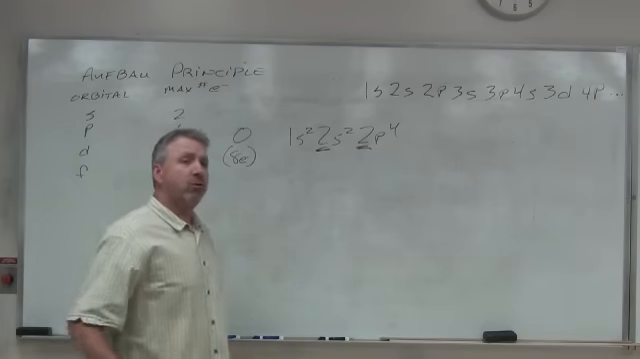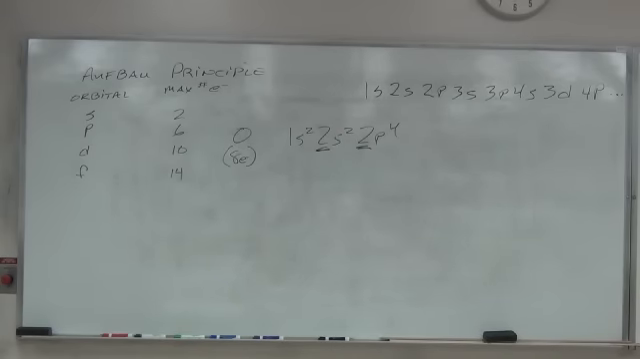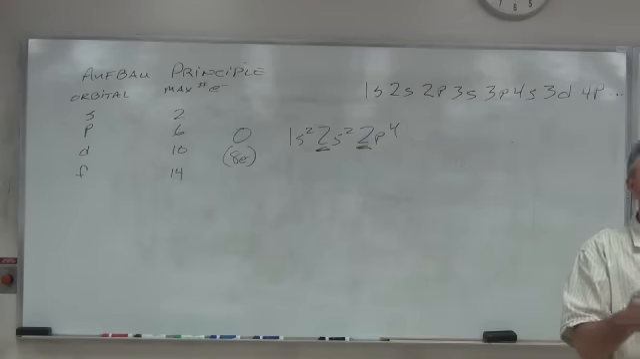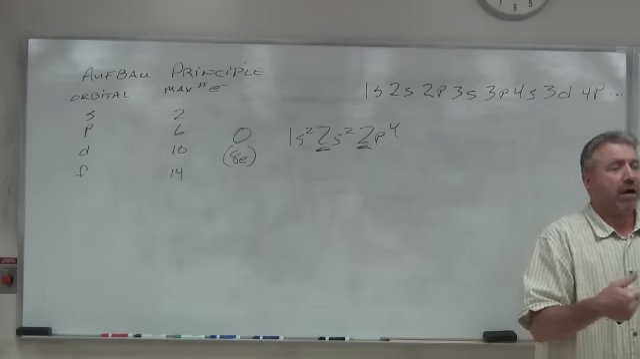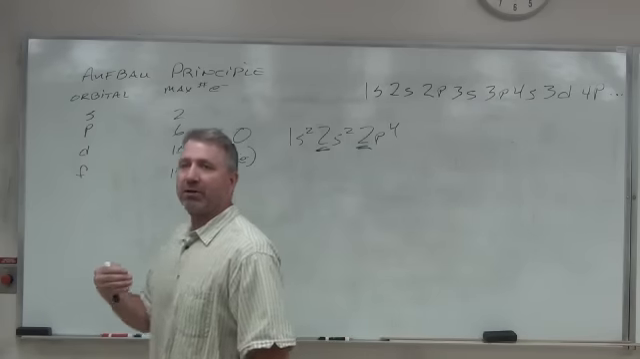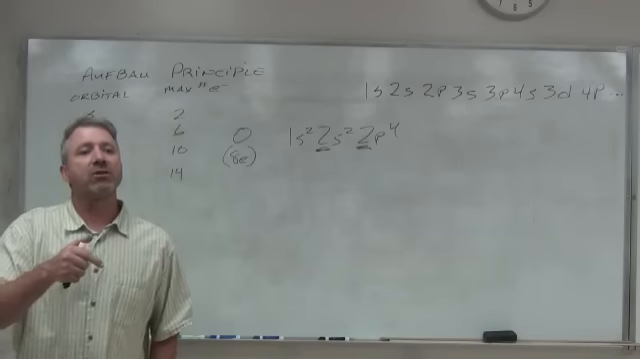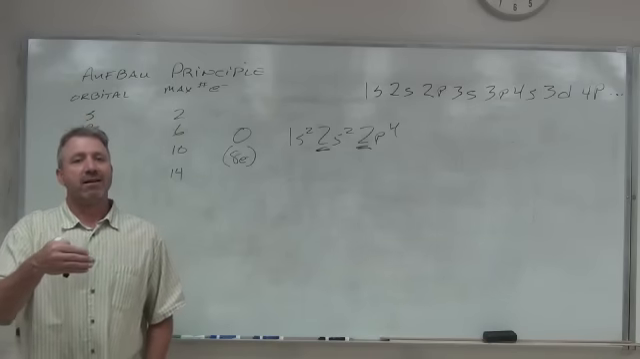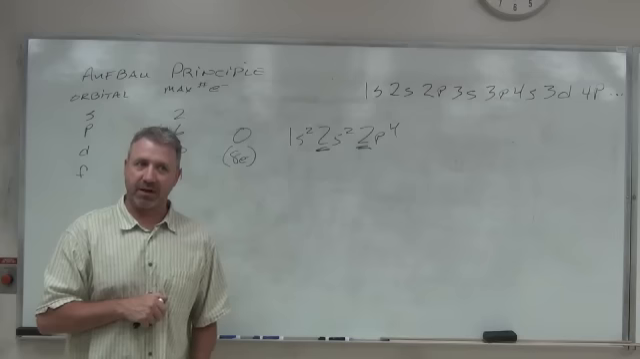Okay. The group numbers tell us a lot. First, they tell us how many valence electrons each member in that particular group has. They tell us that members in the same group have similar chemical and physical properties. They also give us clues as to what the most stable form of those particular elements is.